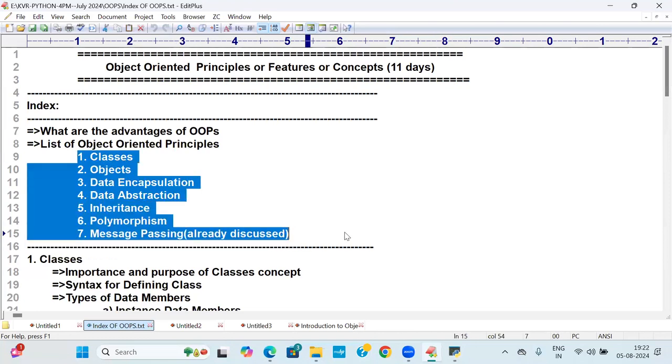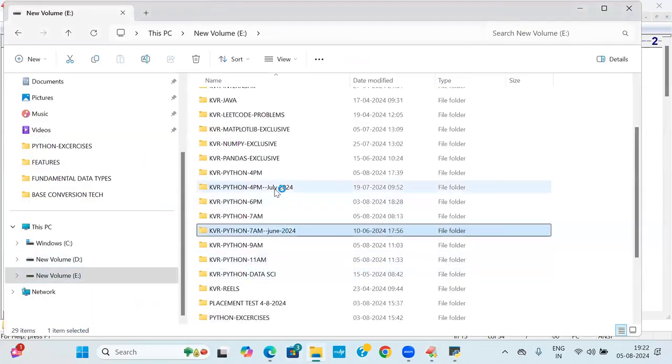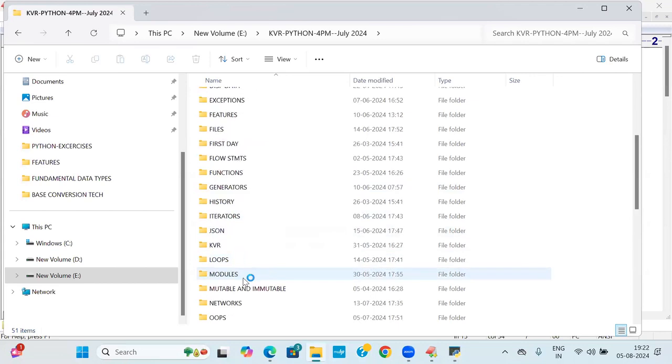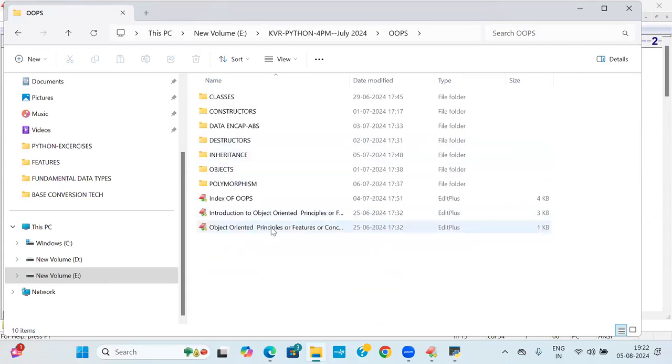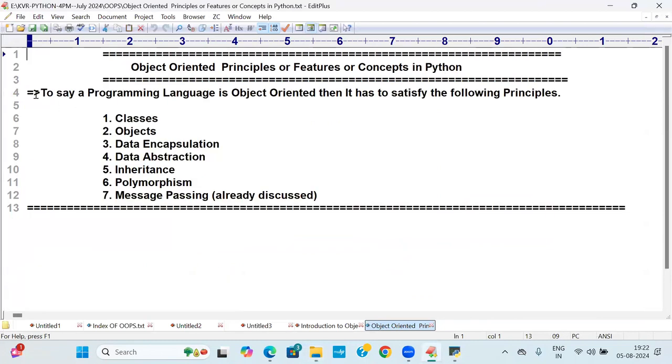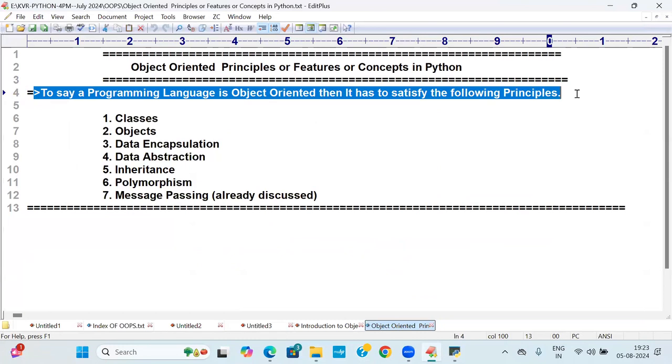How many OOPS principles are there in Python? 7. Now, let us go. I'm going to take up object-oriented principles. To say a programming language is object-oriented, it has to satisfy the following principles.